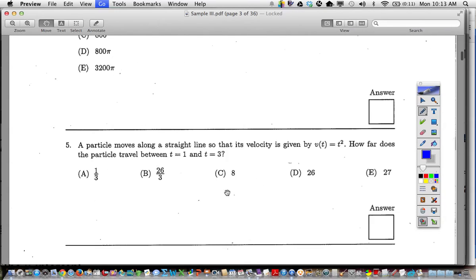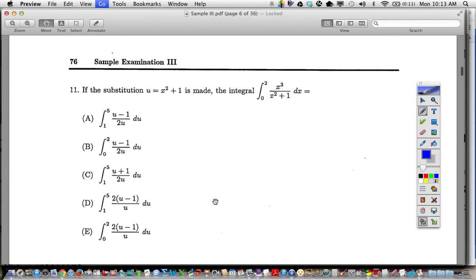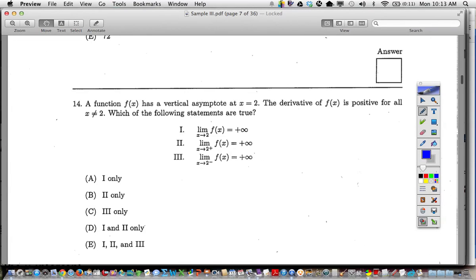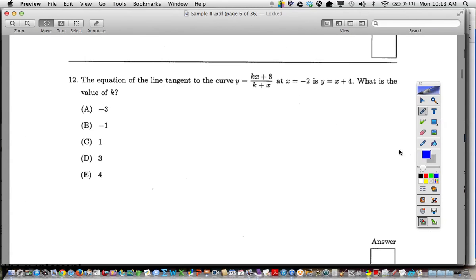All right, number 10 or 11, and or 11. Ooh, yeah. Okay.